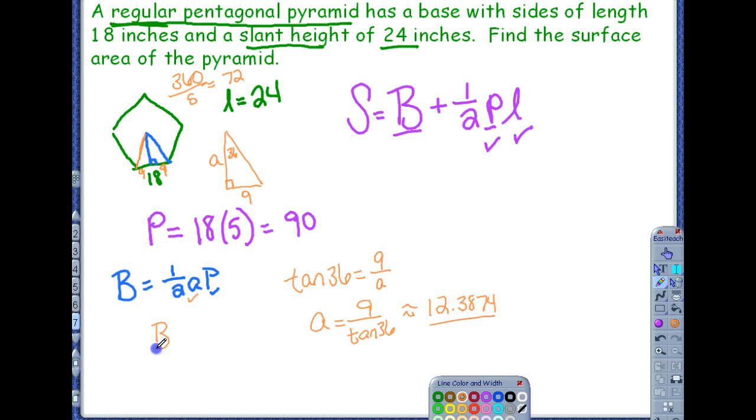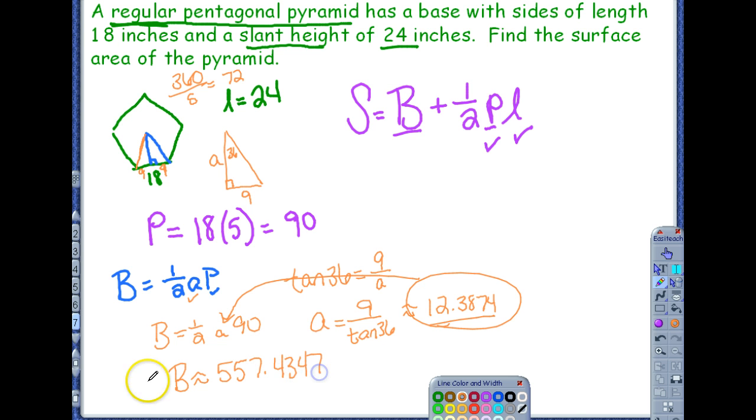So we know the base area is equal to half of that apothem times the perimeter. And the perimeter was 90. What are you going to get when you take this big long decimal times 90 times 0.5? Approximately 557.4347. Okay. And again, we're going to leave the big long decimal in our calculator, because we know the surface area, we already had all the other parts.